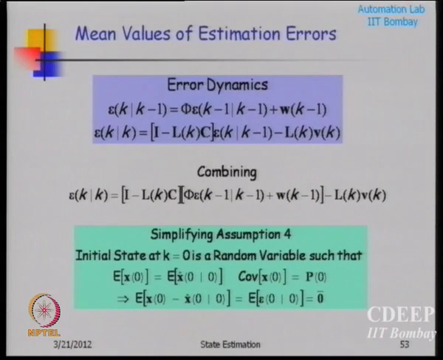Okay, what does it mean? And then the covariance, both their covariances are also equal. So I am just saying that the initial guess is a random variable whose mean is the same as the true mean, and whose variance is also the same as the true variance. This is my simplifying assumption.